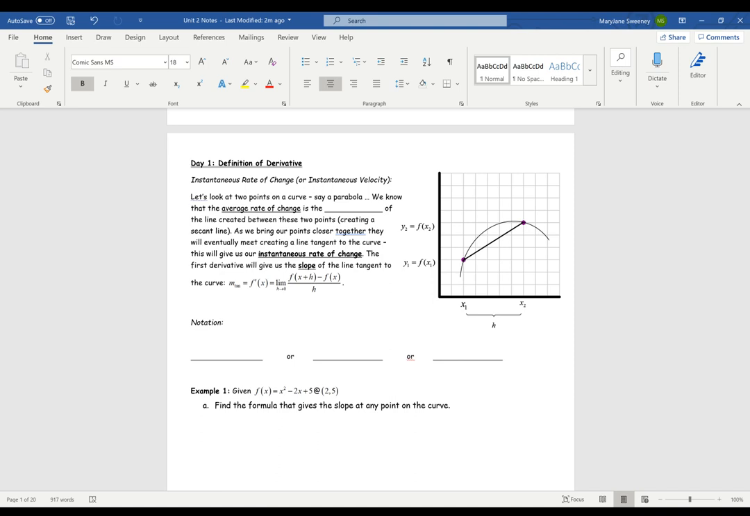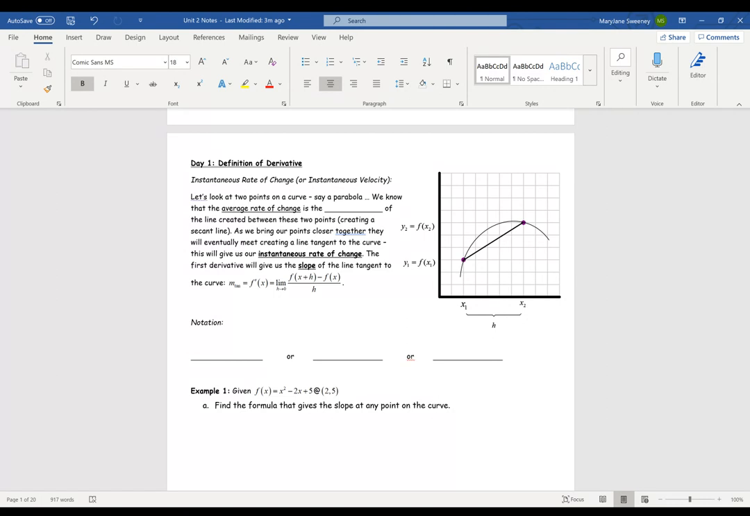Okay, day one, definition of derivative. Some of you might know a shortcut to doing derivatives that you might have learned in physics. However, when they say to find the derivative by definition of derivative, you must do it the way that I'm going to show you today.